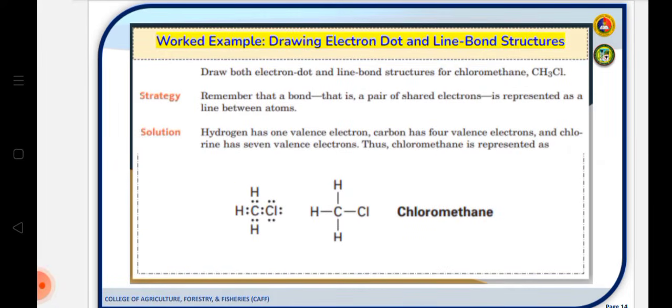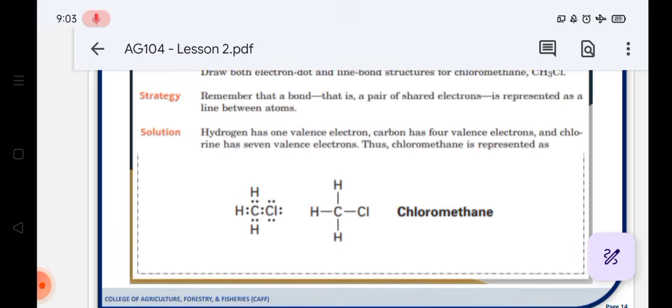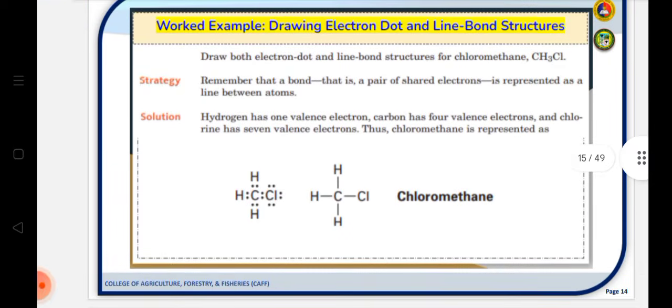So we have here a worked example of drawing electron dot and line bond structure. Draw both electron dot and line bond structures for chloromethane. Okay, so the chemical formula of chloromethane is CH3Cl. So ang strategy diri na sundon, class: remember that a bond, that is a pair of shared electrons, is represented as a line between atoms. So sa usa ka linya, it represents two electrons na nag-share.